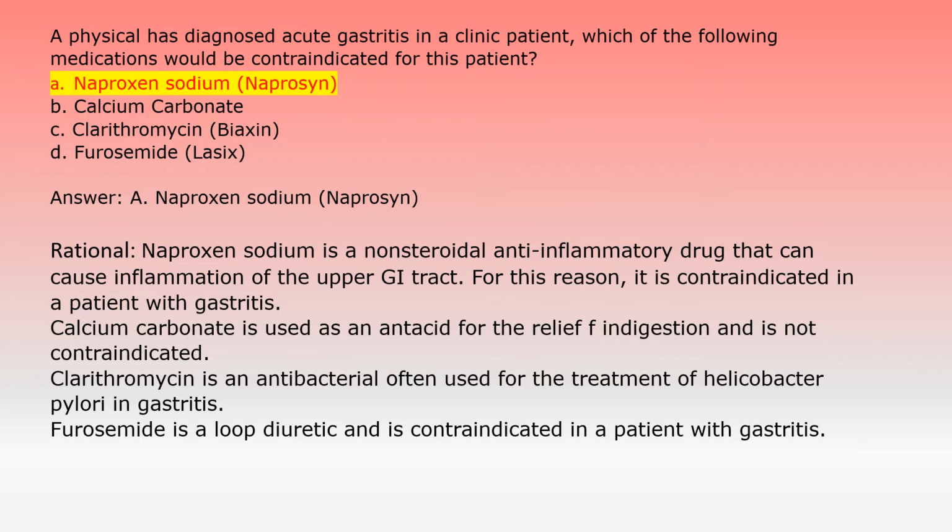Rationale. Naproxen sodium is a non-steroidal anti-inflammatory drug that can cause inflammation of the upper GI tract. For this reason, it is contraindicated in a patient with gastritis. Calcium carbonate is used as an antacid for the relief of indigestion and is not contraindicated. Clarithromycin is an antibacterial often used for the treatment of Helicobacter pylori in gastritis. Furosemide is a loop diuretic and is contraindicated in a patient with gastritis.